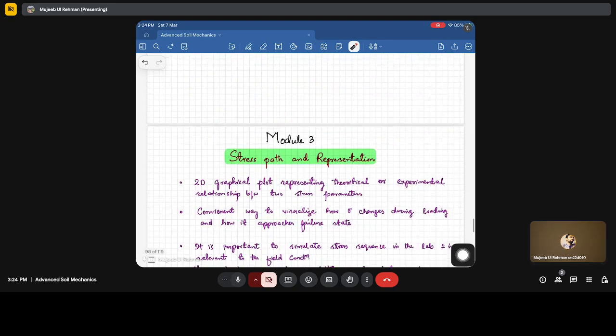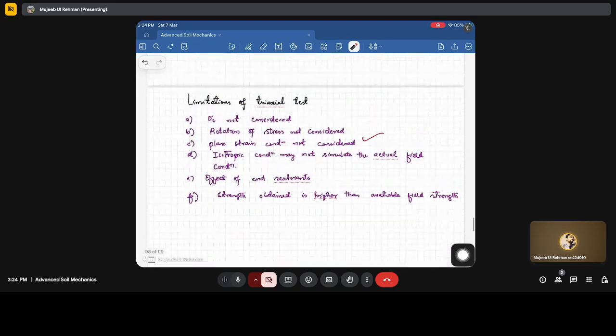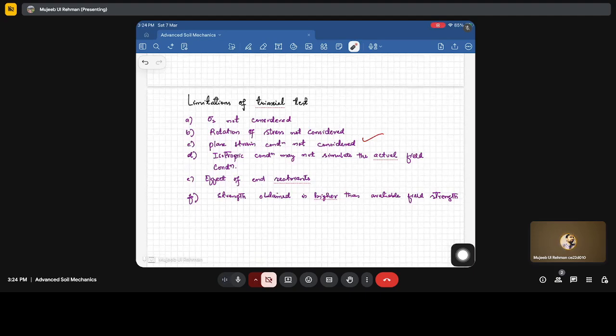Now this was all about module 2, where we talked about the shear strength aspects of the soil, whether it was cohesionless soil or cohesive soil.